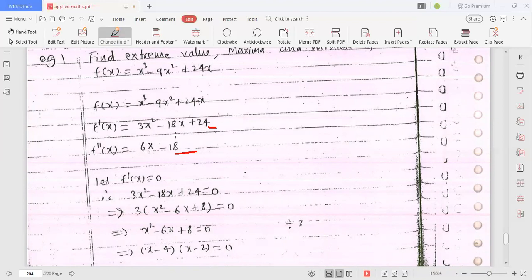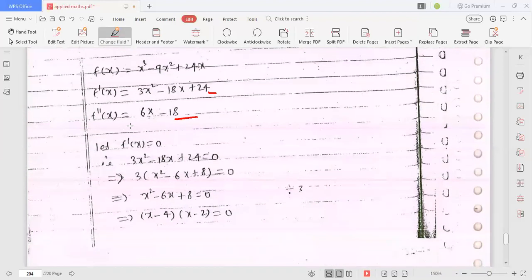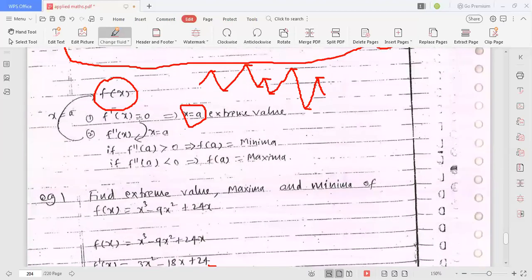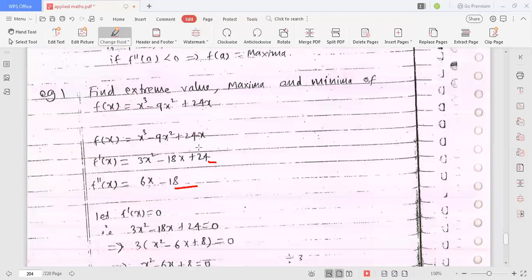This is 6x minus 18. The derivative of x is 1, and 24 is a constant, therefore the derivative of 24 will be 0. So after finding these two derivatives, as I have already told you, our first step is to find f dash x equal to 0. You have to solve this expression to find the extreme value, that is a.